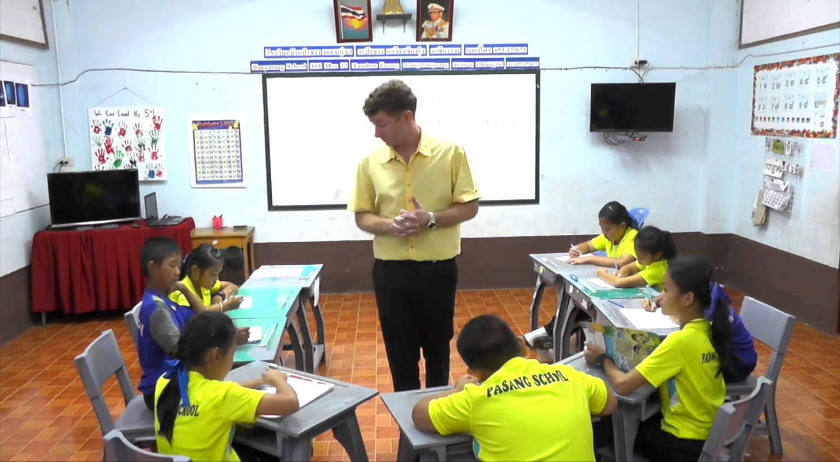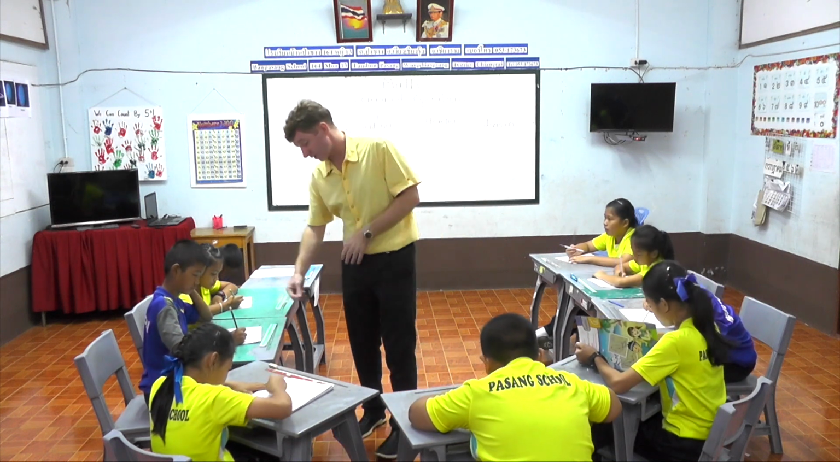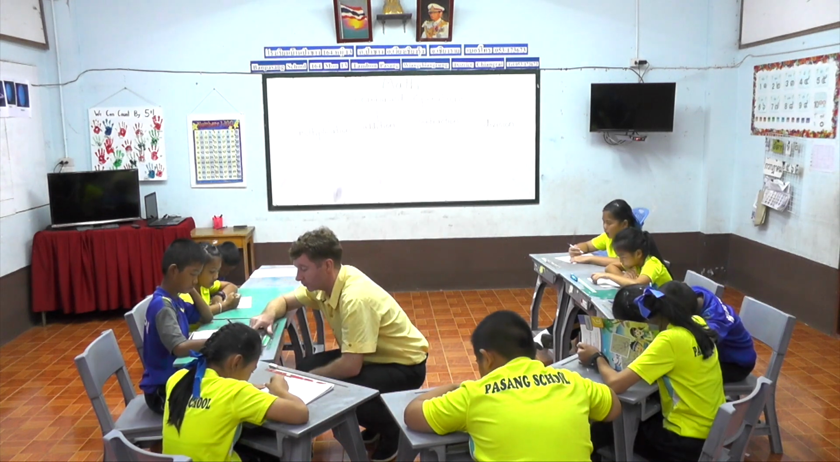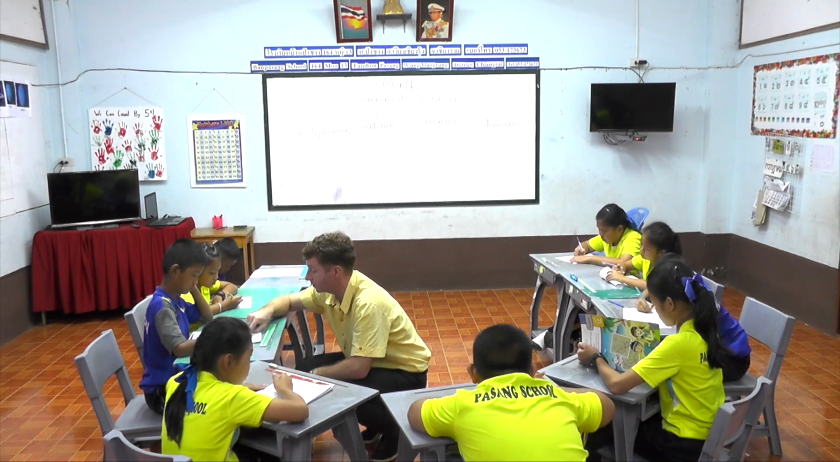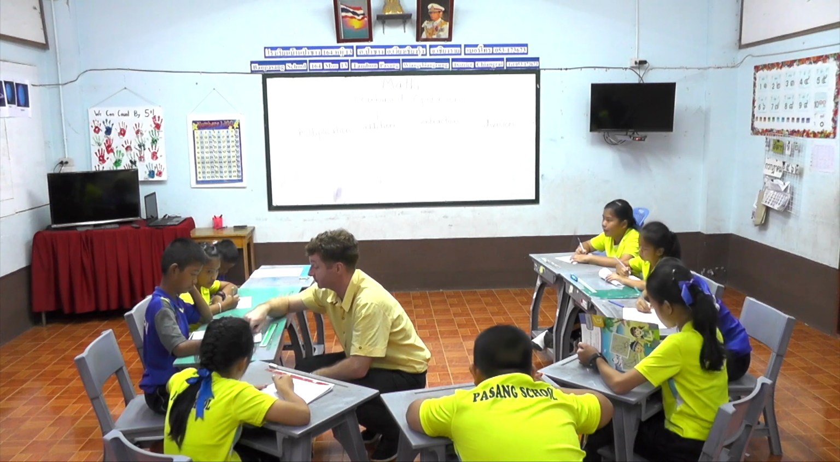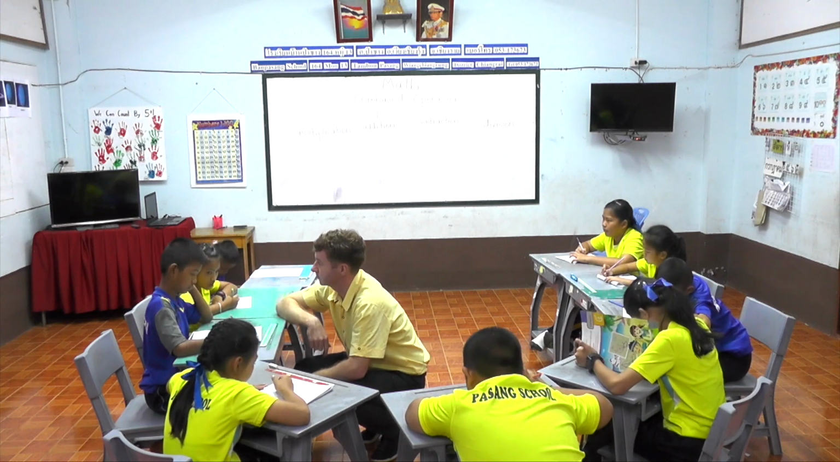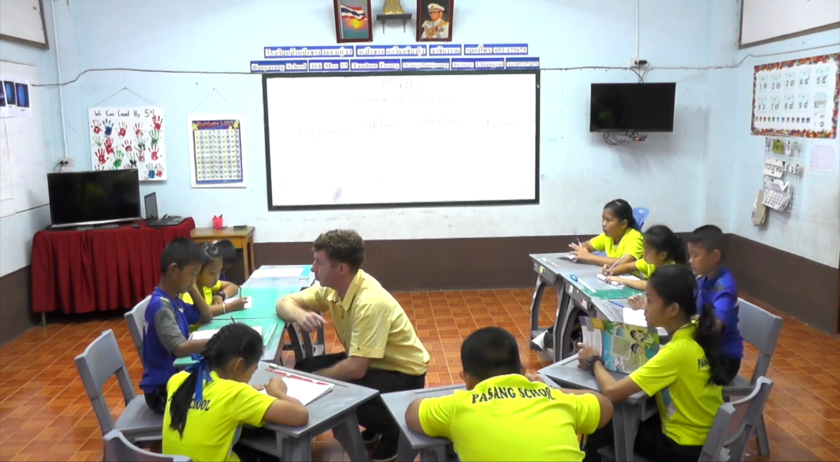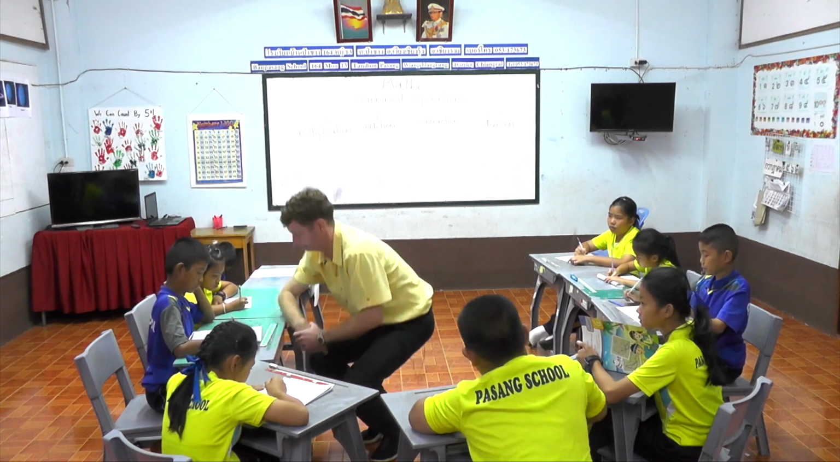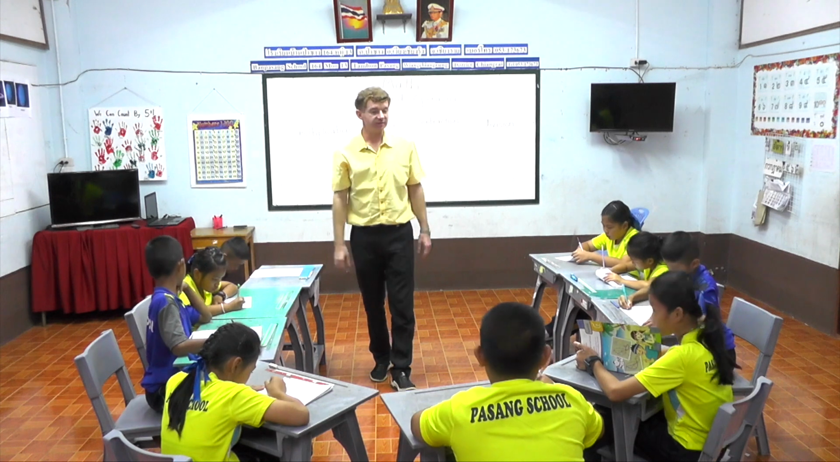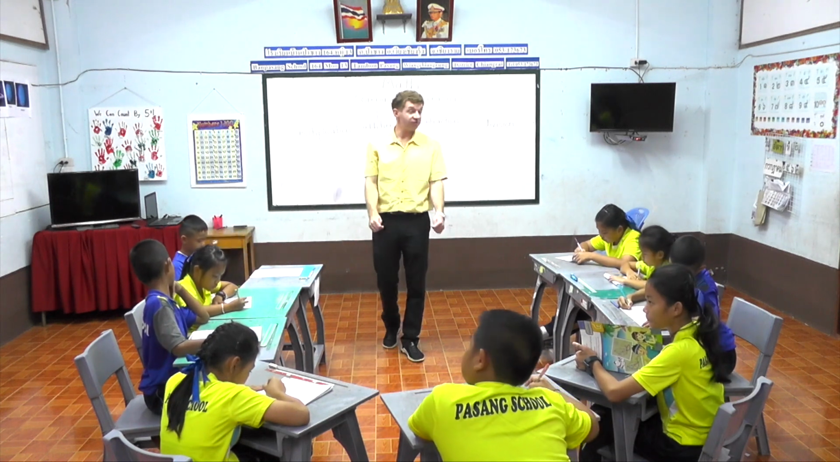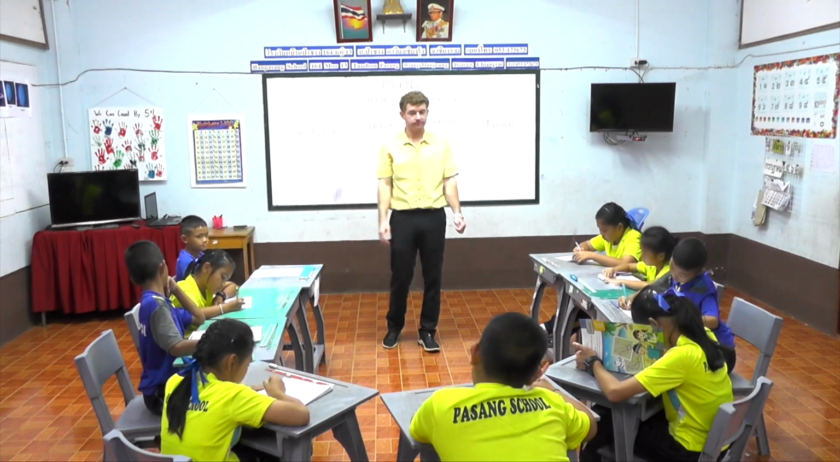Excellent, Net. Well done. Pat, that's great. So 15 divided by 3, 5. And then the next one, 15 times 5. Now we have to multiply. 10 times 5 is 50. But what about 15 times 5?